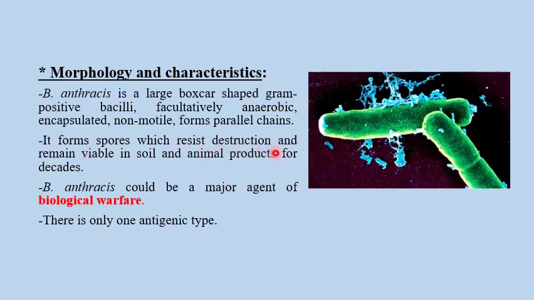يبقى it forms spores which resist destruction and remain viable in soil and in animal products like feces for decades. هنشوف كمان other products of animals. Bacillus anthracis could be a major agent of bacteriological warfare. يعني ممكن استعملها كسلاح في الحروب اللي احنا بنسميها biological weapon. السبورز are highly easily transmitted بسرعة جدا and can cause fatal sickness of anthrax. There is only one antigenic type.